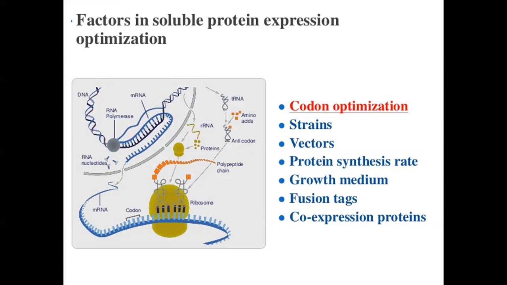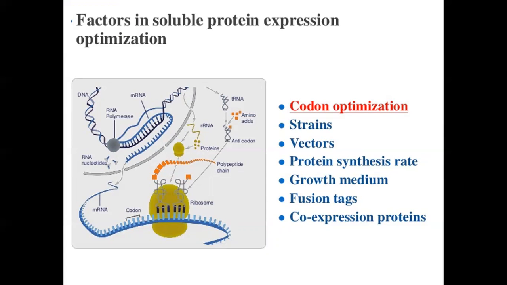Similarly, BL21 DE3 pLysS suppresses the basal expression, and it is ideal for toxic protein expression. Some proteins, when expressed, can be toxic because they are not native to that bacteria, E. coli. For such proteins, the strain BL21 DE3 pLysS is the ideal strain for toxic protein expression.